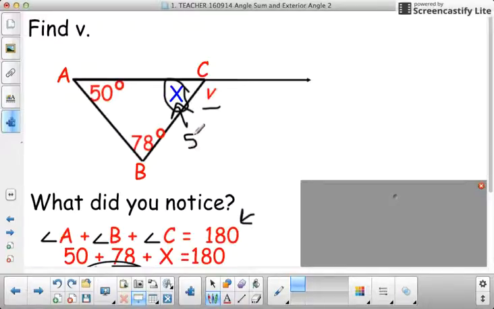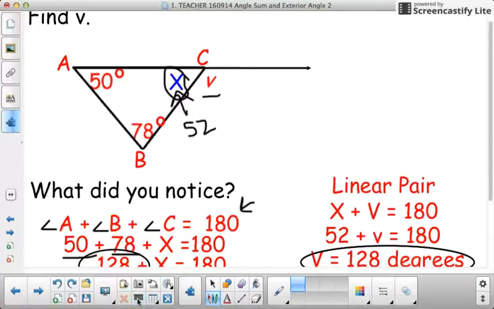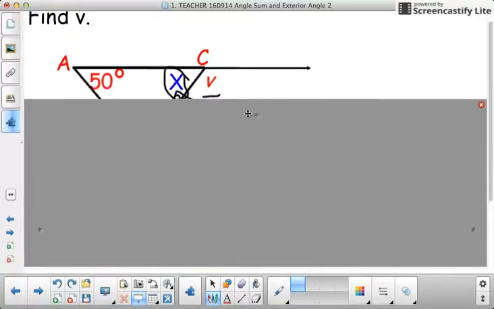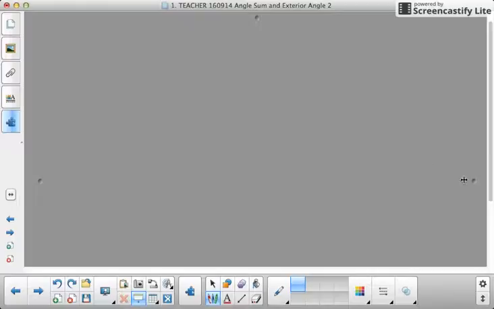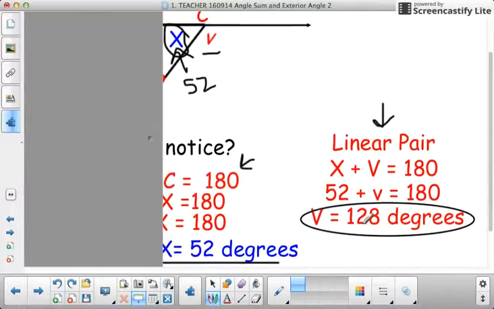So if this is 52, how do I solve for v? Well, hopefully what you notice is that if I cover up this picture, I should notice that x and v are a linear pair. Remember that thing way back from module 1, linear pair. So I can say x plus v will equal 180. Then I can say, well, 52 plus v is equal to 180, and then my answer to v is 128.